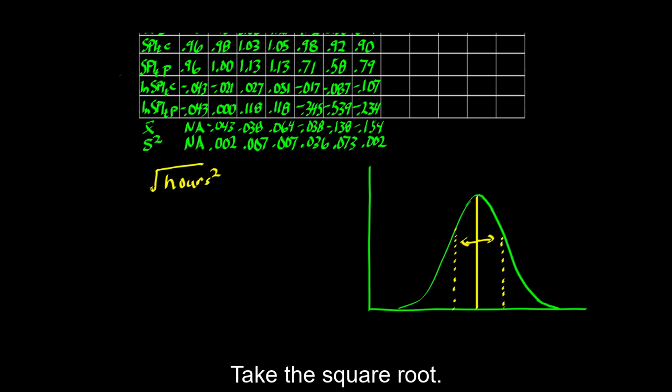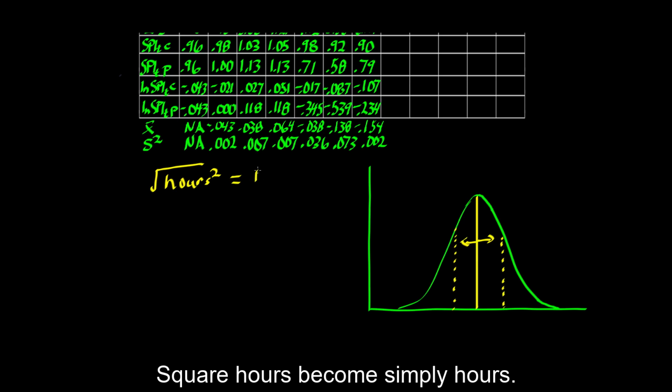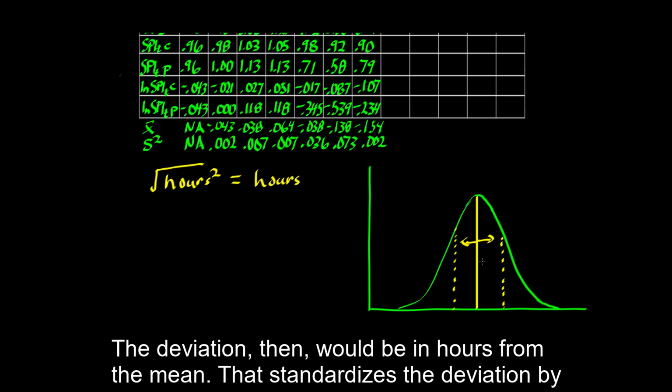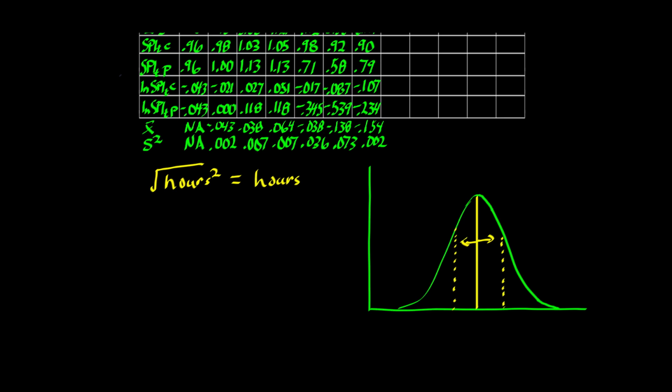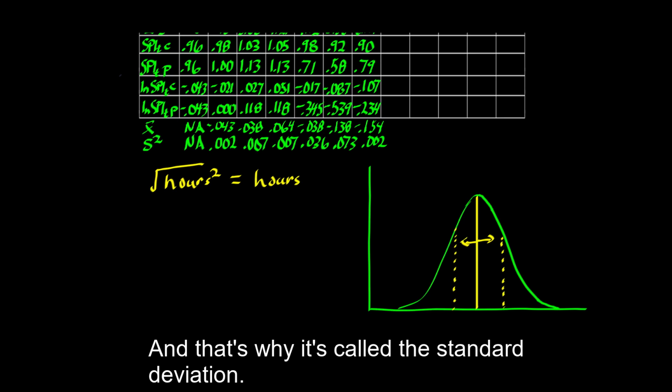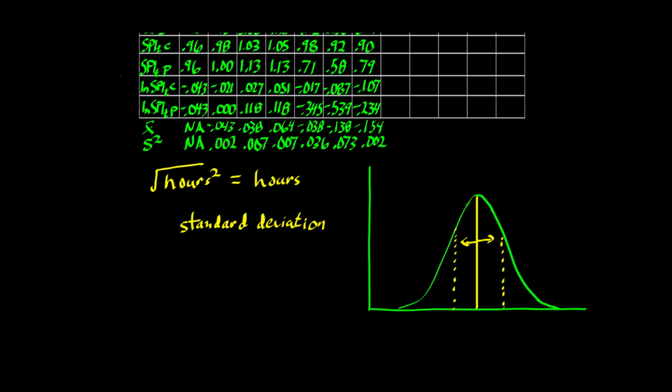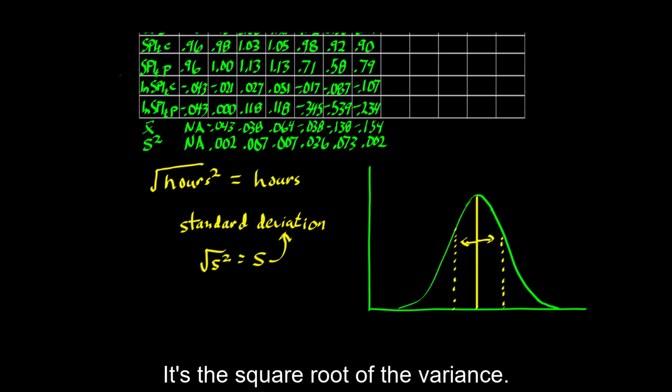Take the square root. Square hours becomes simply hours. The deviation then would be in hours from the mean. That standardizes the deviation by setting it to the same units as the original measurements. And that's why it's called the standard deviation. It's the square root of the variance.